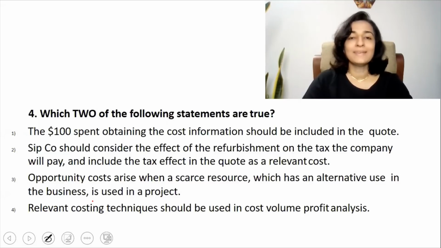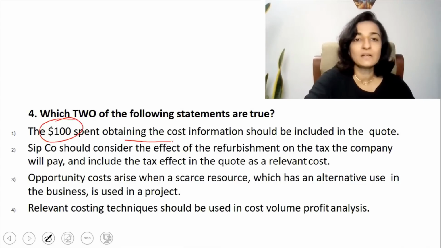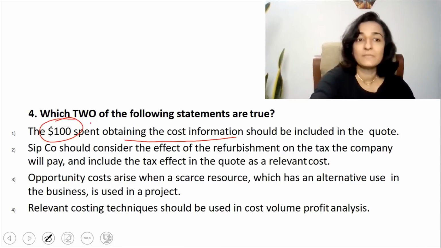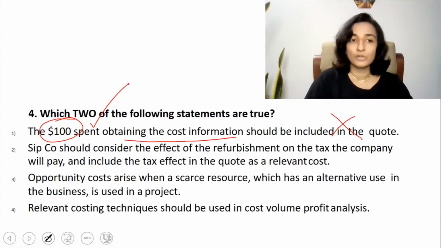Which two of the following statements are true? The $100 spent obtaining the cost of information should be included in the quote. So it is something that has already been spent. So it is a past cost or a sunk cost. Sunk cost is never relevant. So this statement is not true.